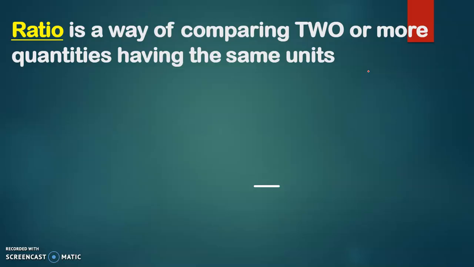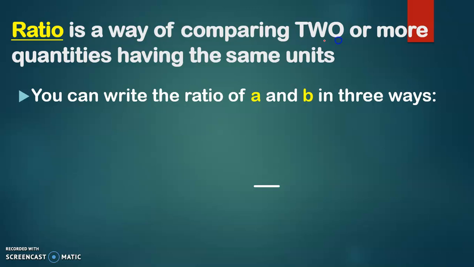the same classification. So, ang ratio ay pagkukumpara lang ng dalawang bilang or dalawang quantity na merong magkaparehas ng unit or magkaparehas ng classification. Let us take an example. You can write the ratio of A and B in 3 different ways.